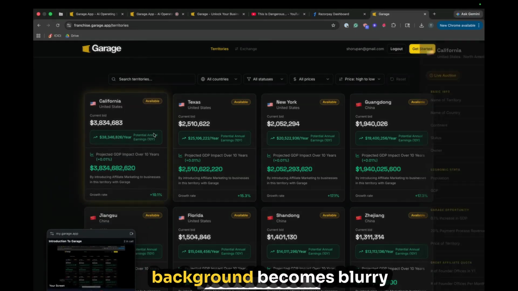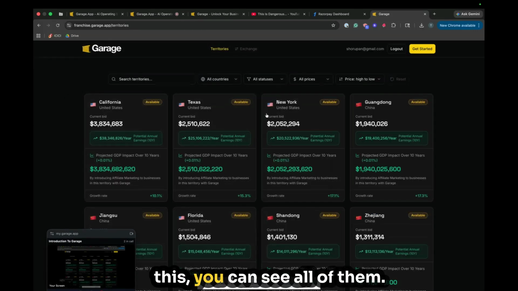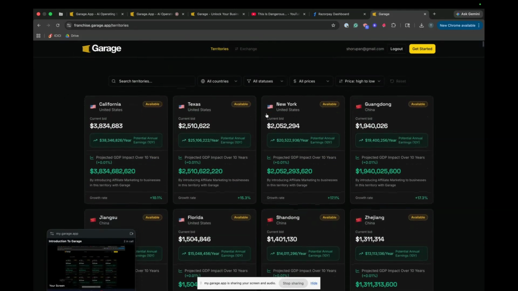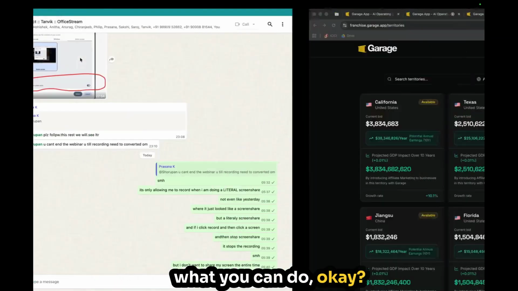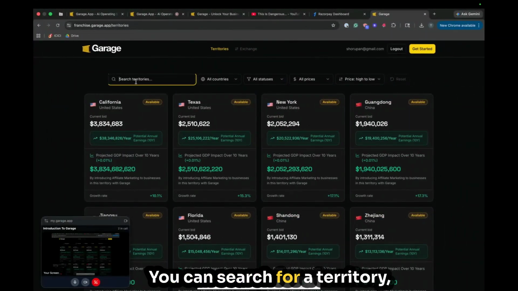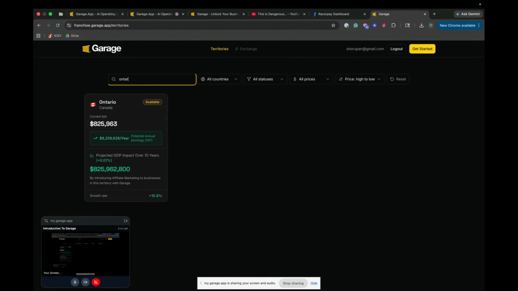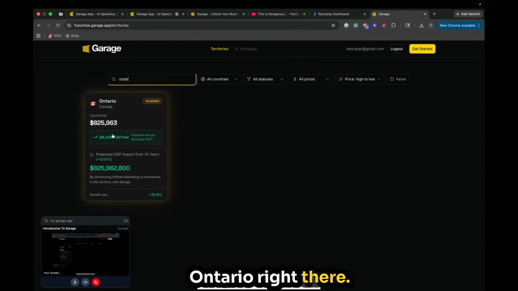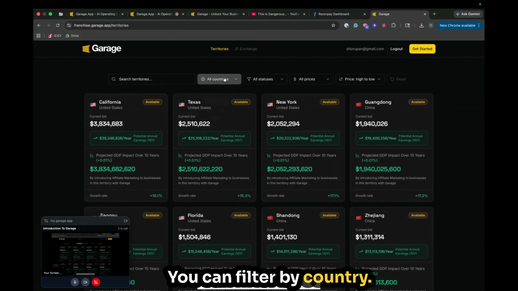Oh, of course, the background becomes blurry because we're only focused here on California. But if you close this, you can see all of them. Okay. So now here, look at what you can do. Okay. You can search for a territory. You can type in Ontario. Ontario right there. Okay. You can filter by country.